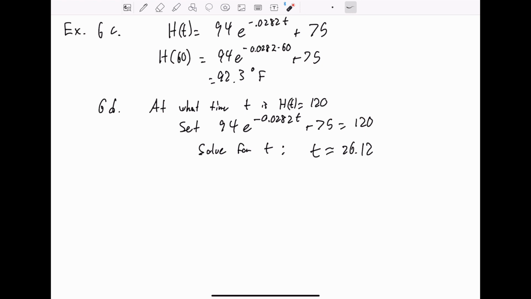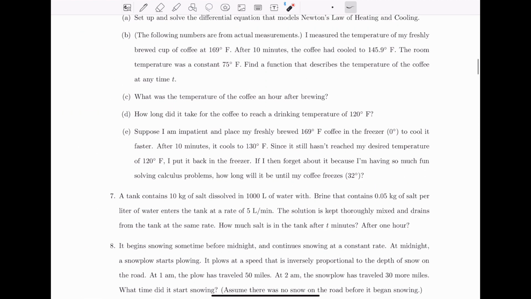So I hope you have an appreciation for how useful this function is. We could only find this using differential equations, and this function will tell us the temperature of the coffee at any point in time. If we want a certain temperature, we can find exactly what time gives us that temperature. This is a very useful model for this real-life physical situation. Let's go ahead and modify this problem slightly, and let's answer part E. Suppose that I'm impatient, and I place my freshly brewed coffee in the freezer, which has a temperature of 0 degrees, so this will be the new T, because I want to cool it faster.